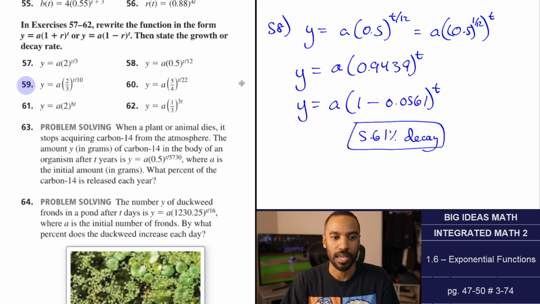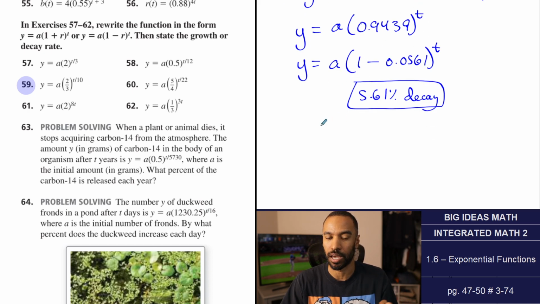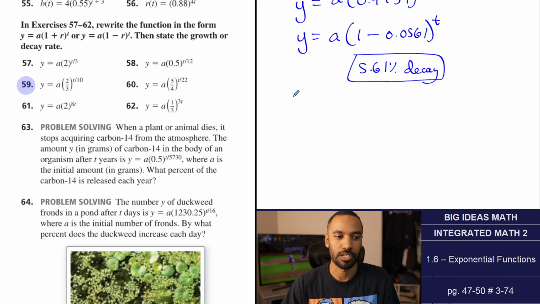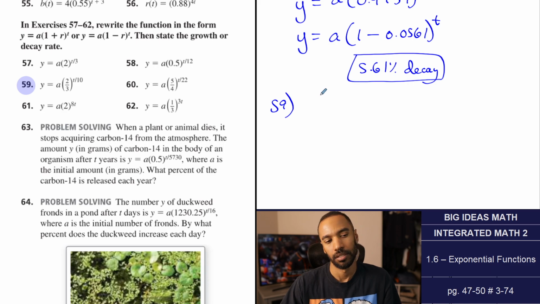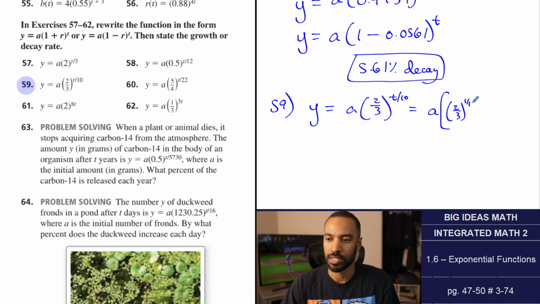And we do, like these next ones are fractions. I want to make the decimal equivalent ultimately. I don't want to round early, but I need to make the decimal equivalent of it to come up with the percentages. So we will do that. It won't be a perfect fraction. Y equals a times 2/3 to the t 10ths power. Better rewritten as a times 2/3 to the 1/10th power, all raised to the t power.